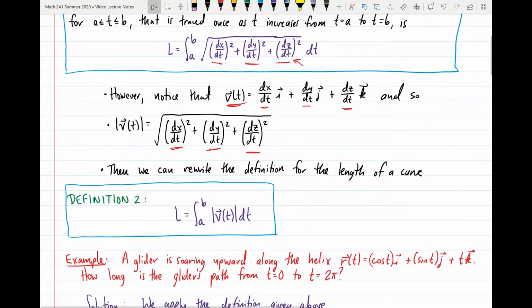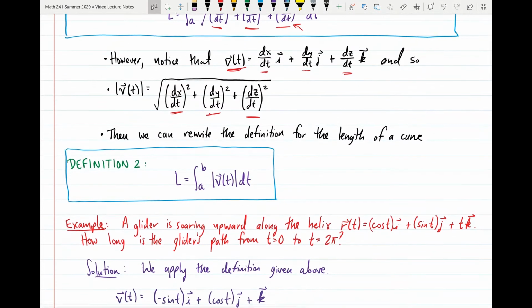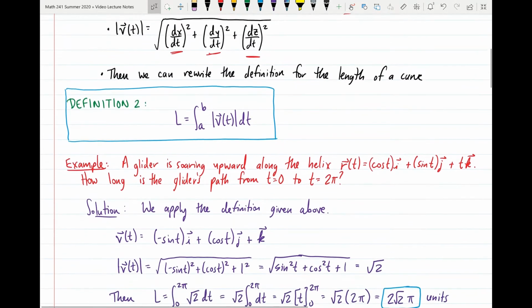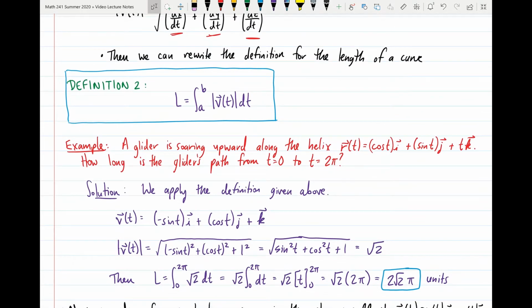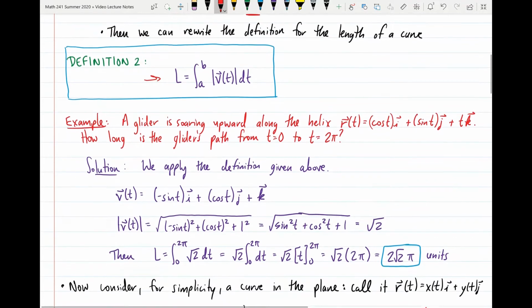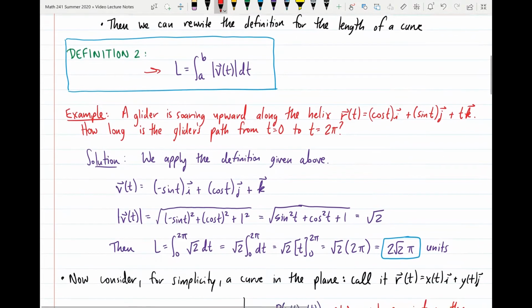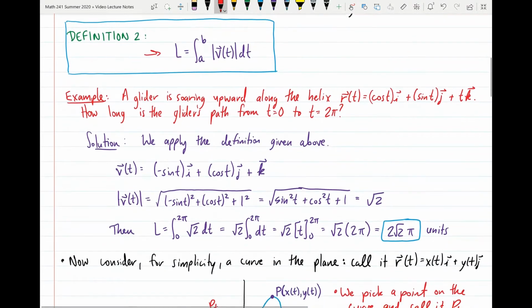So we can rewrite the definition for the length of a curve, and this definition here is just a shorthand of writing the same thing. So L is equal to the integral from a to b of the magnitude of v of t dt. Okay, so let's move on to an example where we are finding the length of some curve.